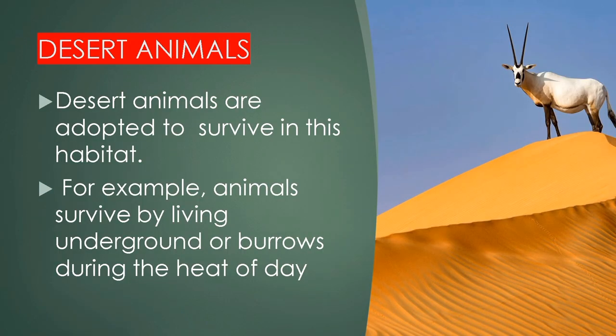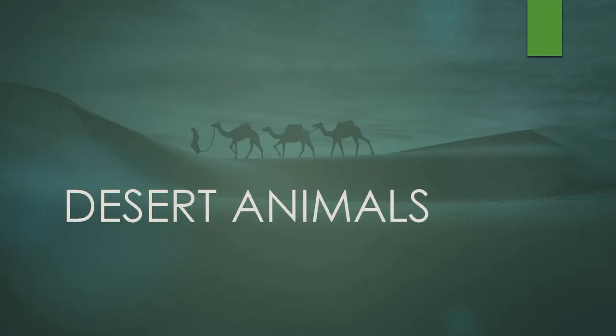Desert animals. Desert animals are adapted to survive in this habitat. For example, animals survive by living underground or in burrows during the heat of the day. Now, we are going to see different types of desert animals.